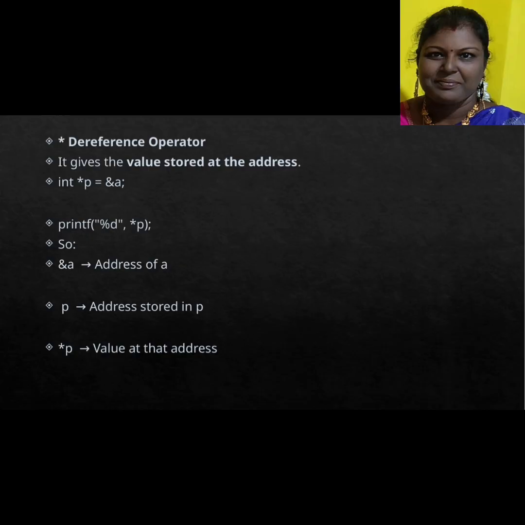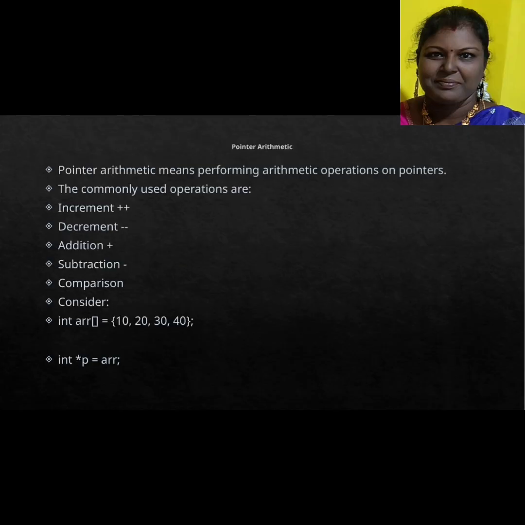Pointer arithmetic lets us do math directly with pointers. The most common operations are increment and decrement, moving forward or backward through memory. We can also add or subtract values and compare pointers to see their relative positions. For example, if we have an array of integers and a pointer set to its start, incrementing that pointer moves it to the next element. This lets us navigate arrays efficiently, using simple math on addresses.